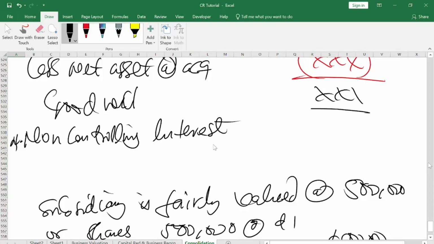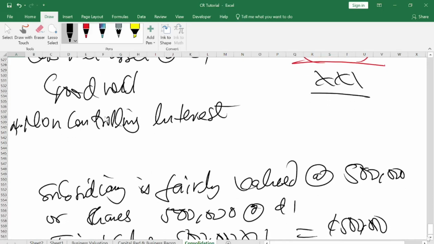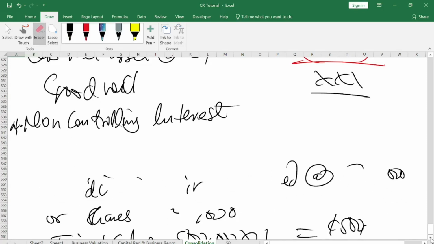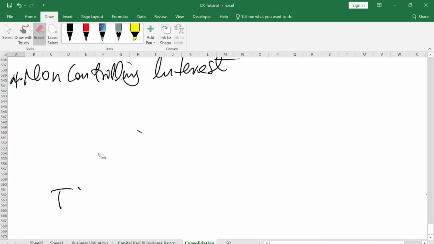So now, how do we find the non-controlling interest if it is under the proportionate method? You should understand that under the proportionate method, how do we find the non-controlling interest portion? It is simple. You will just pick the percentage, the net asset at reporting, share of the NCI. Simple. So you come here.